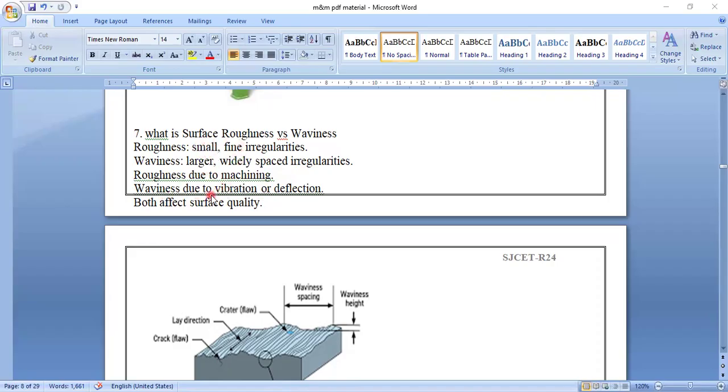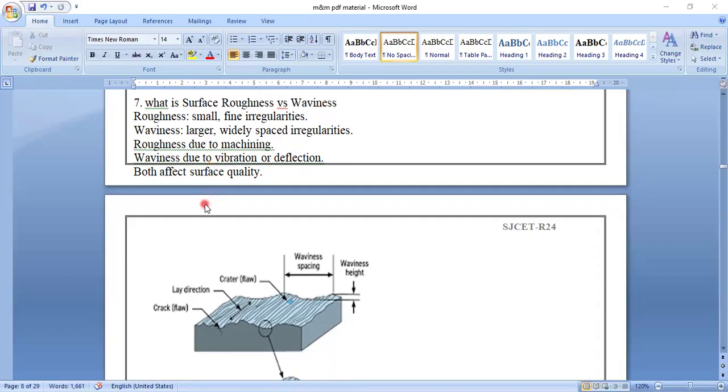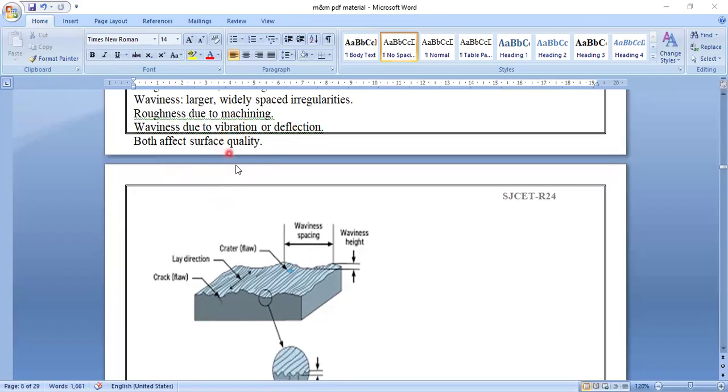Roughness is due to machining, and waviness is due to vibrations or deflections. Waviness is formed due to vibrations. Roughness is due to machining: while you are machining, if the machining is not done properly, there will be some ups and downs. It is called roughness. Waviness is due to vibrations, and we can see some change in the dimensions. So both affect the surface quality.